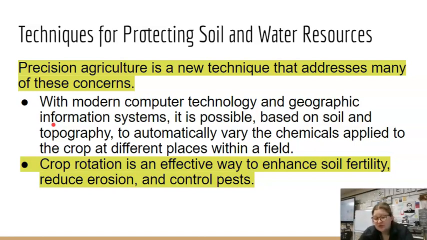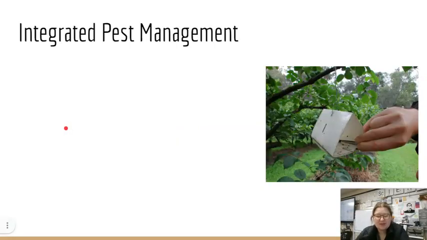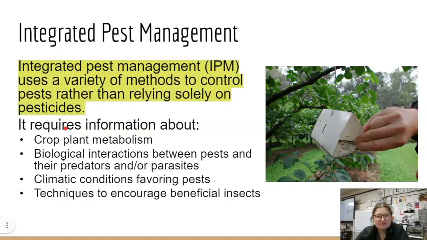Crop rotation is also an effective way to enhance soil fertility, reduce erosion, and control pests. And this doesn't even require a ton of technology and planning. Some planning, but not as much technology.